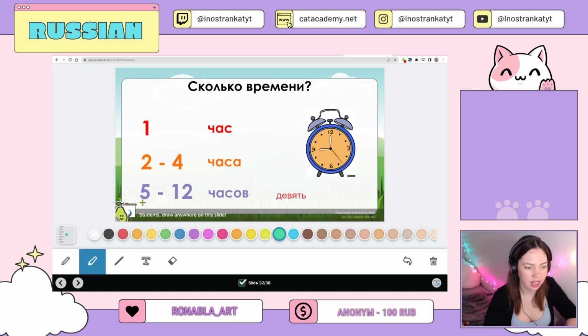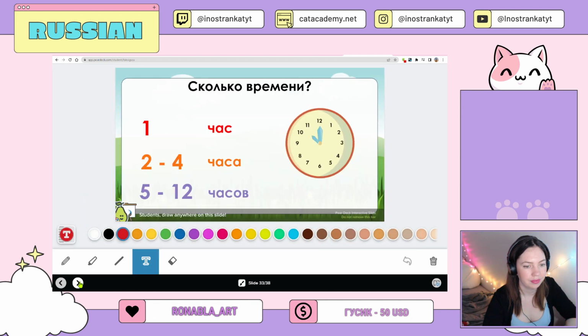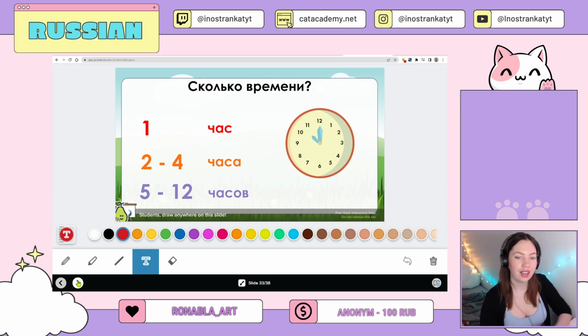It goes into this interval from 5 to 9, from 5 to 12. So часов. 9 часов. Сколько времени? 9 часов. Дальше. Сколько времени?